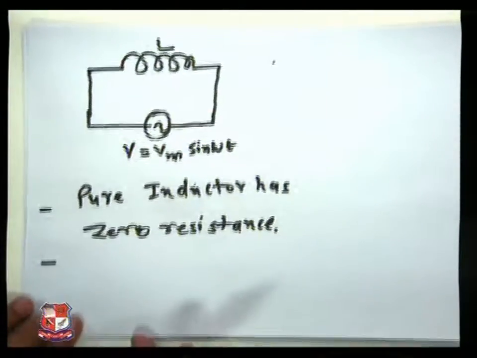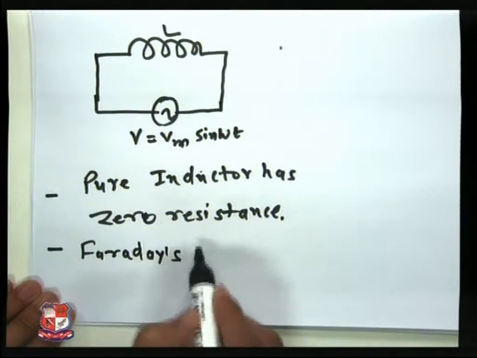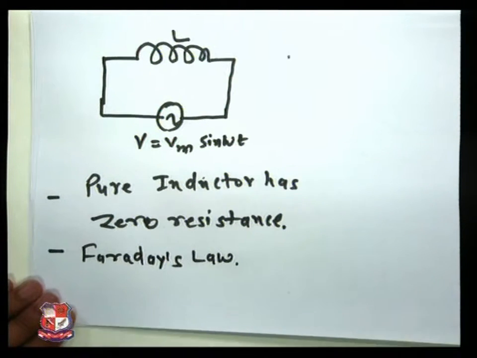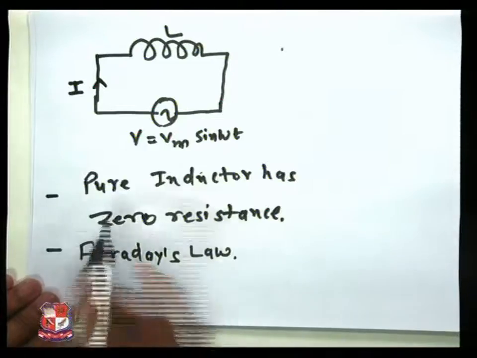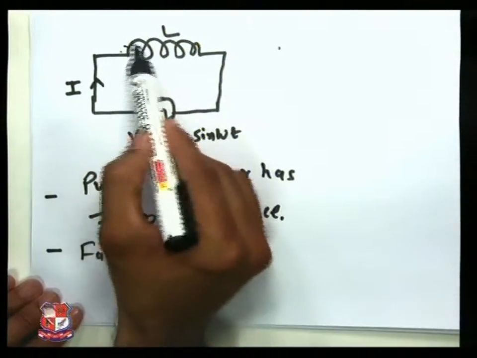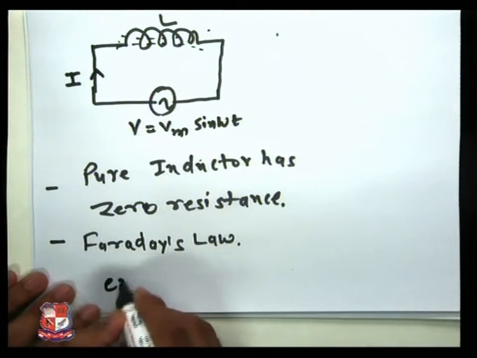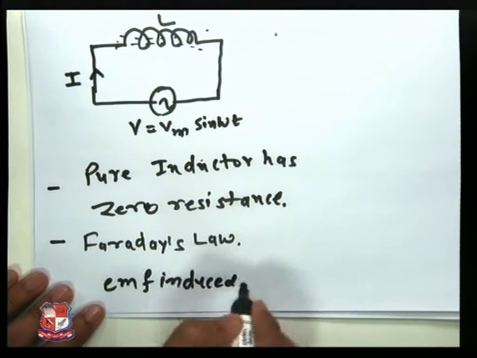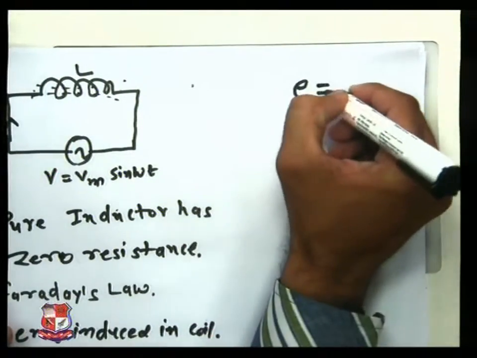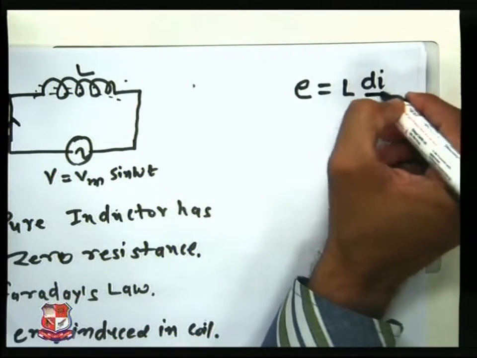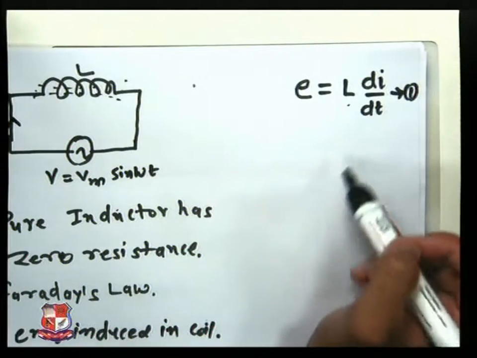Now for the second point, as per Faraday's law of electromagnetic induction. Previously we have discussed Faraday's law. In that law we discussed that when current I is passing through the coil, flux is induced in the coil, and due to the flux some EMF is also induced. So as per Faraday's law, the EMF induced in the coil is given by E equal to L di by dt. Equation number 1.